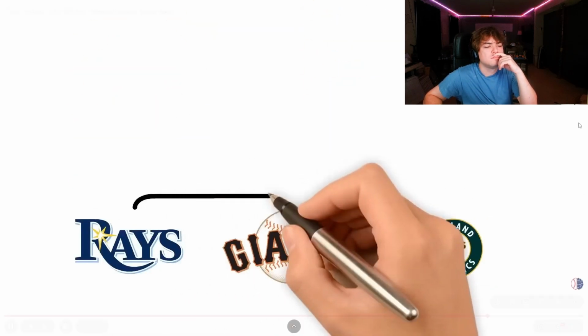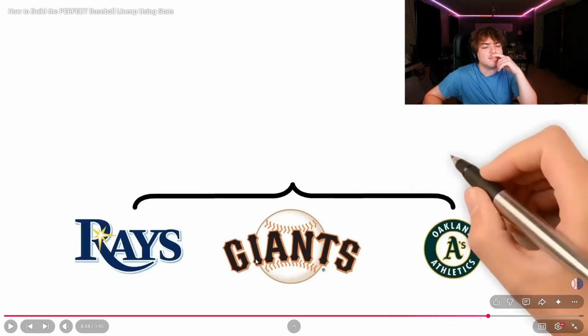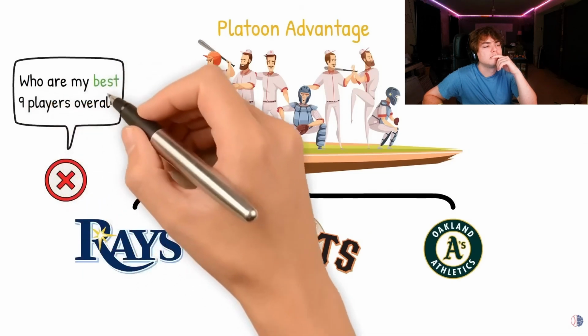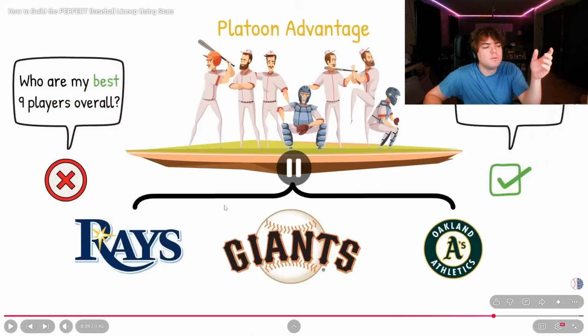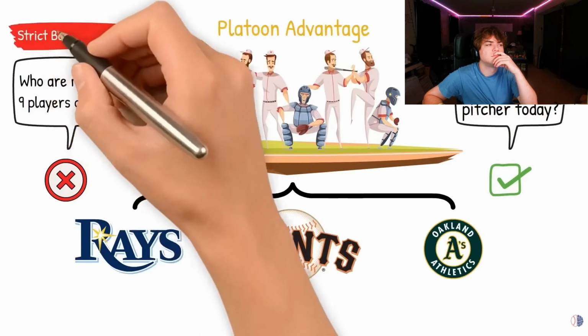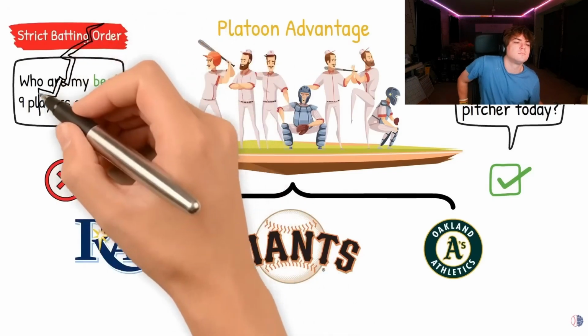Teams like the Rays, Giants, and Athletics have built entire rosters around platoon advantage. Yeah, but the Giants are ass. They don't ask who are my best 9 players overall. They ask who are my best 9 against this specific pitcher today. I can't believe you wouldn't put the Brewers and the Guardians. This is why strict batting order rules fall apart in modern baseball.